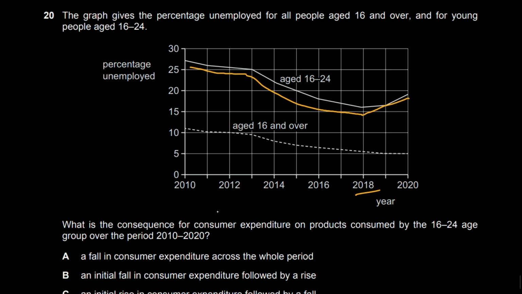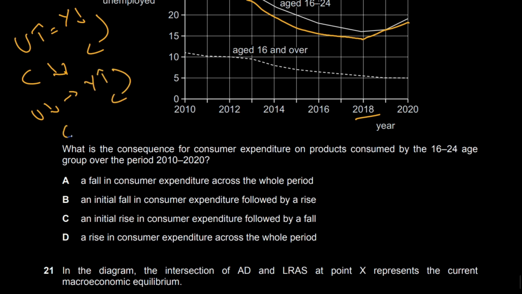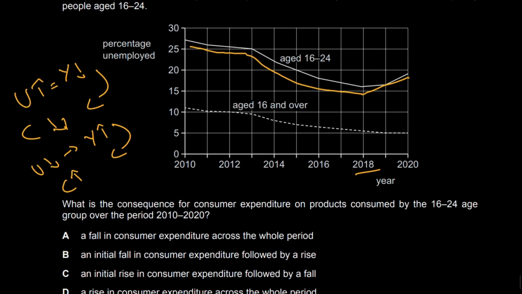So what is the consequence for consumer expenditure on products consumed by the 16 to 24 age group over the period 2010 till 2020? Whenever our unemployment rises, our consumption, which I will denote with a C, decreases. They are inversely related. When unemployment rises, our income falls, which leads to lower consumption. However, when unemployment falls, it leads to higher incomes, which leads to an increase in consumption.